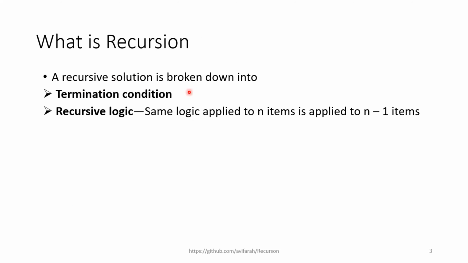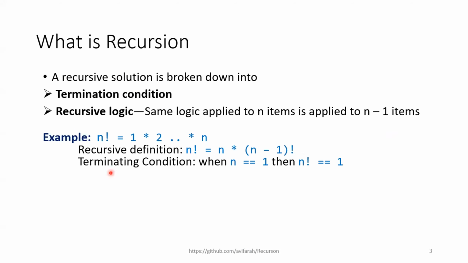So what is recursion? A recursive solution is broken down into 2: you need a terminating condition and recursive logic. The same logic that applies to solve n items will also solve n-1 items. And the moment we get to 1, this is the terminating condition. So here's an example. N factorial is defined to be 1 times 2 all the way times n. So factorial of 1 is 1. The factorial of 2 is 1 times 2. Factorial of 3 is 1 times 2 times 3, and so on. I'm sure everybody has seen it. A recursive definition would be n factorial is also n times n-1 factorial. This is true all the way down to 1, where if n is 1, the factorial of n is also 1. So then it is true for all the rest of the numbers.